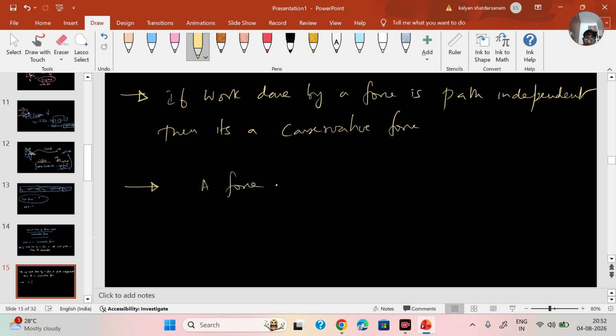So a force is conservative. A force F, this is a very useful definition for us. A force F is conservative if del cross F is zero. What the hell is del? I'll introduce you to del in a minute. It's a vector operator. It's not a vector. It's a vector operator, and it is given by i dou by dou x.